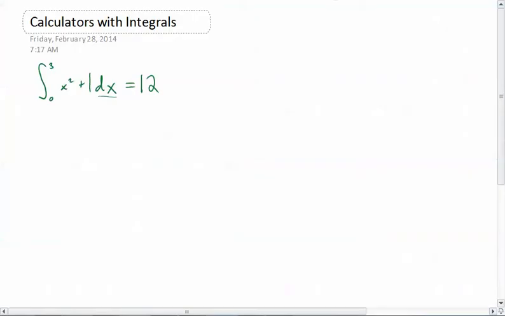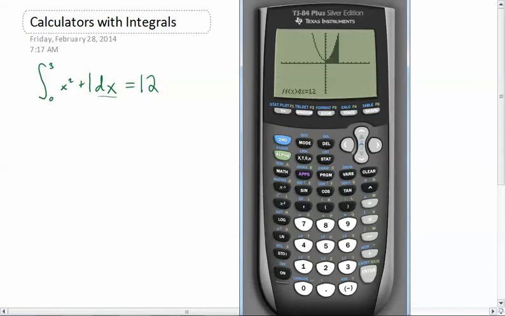And so that's all for definite integrals. You can do it on your calculator, both from the home screen by doing the fnInt function, or you can do it from graphing by doing the second calc and then the integral.